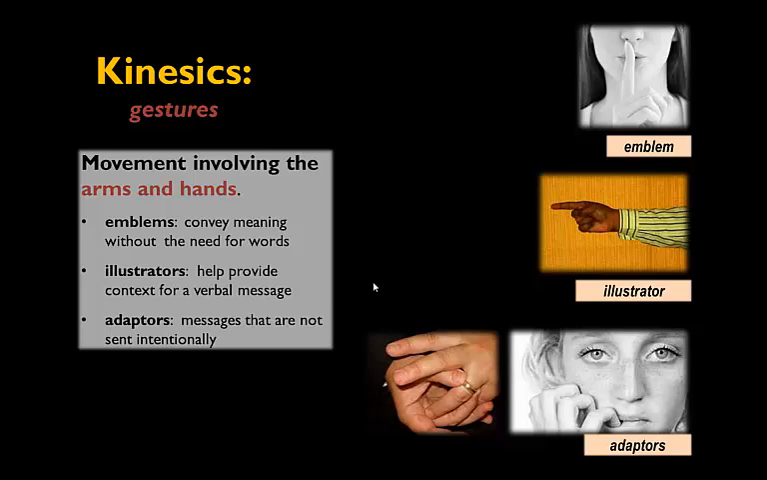And then the third category of these kinds of gestures are adapters. And these are messages that we're not sending intentionally. So remember, with nonverbal communication, you cannot not communicate. So adapters are things like chewing on fingernails, twirling your hair, swaying back and forth, fidgeting with something like a ring or cards if you're giving a speech in class.